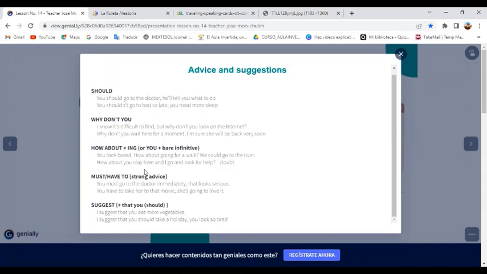When we use verb infinitive or ing form. Well, okay, there is no difference between these two verbs. You can use either ing or a verb infinitive. For example, you can say here, how about going, and you can also say how about to go for a walk. And also here we have how about you stay, or how about stay. Okay. Thank you. You're welcome, Alicia.